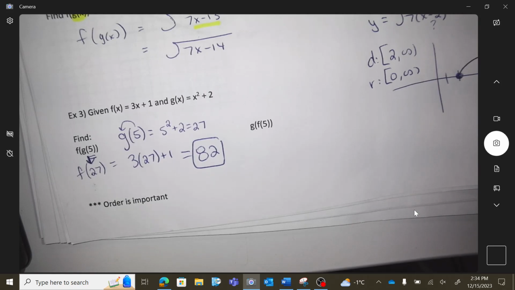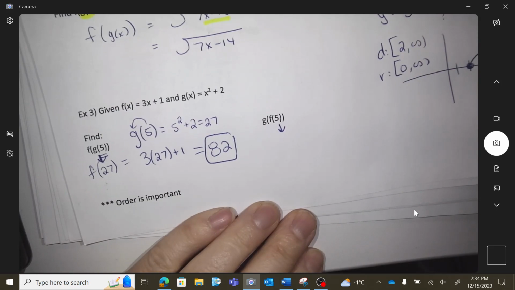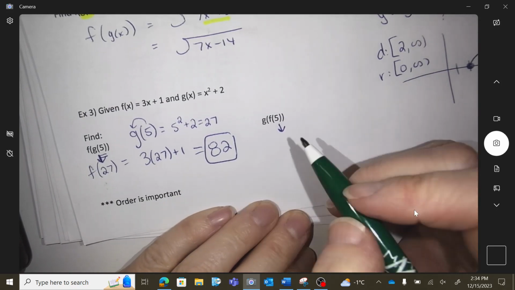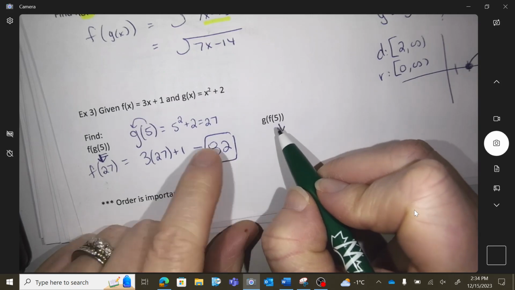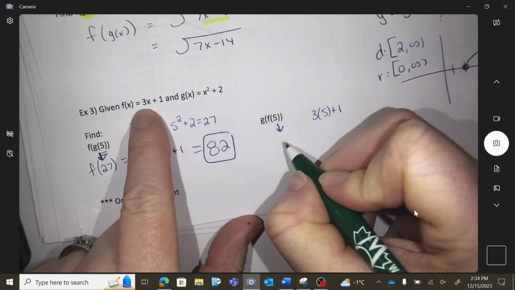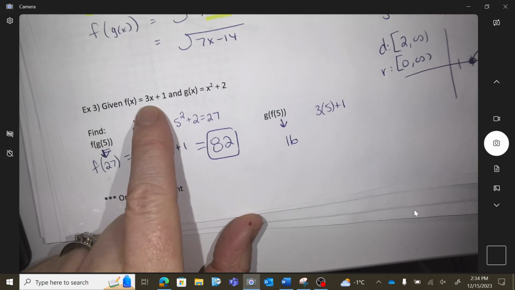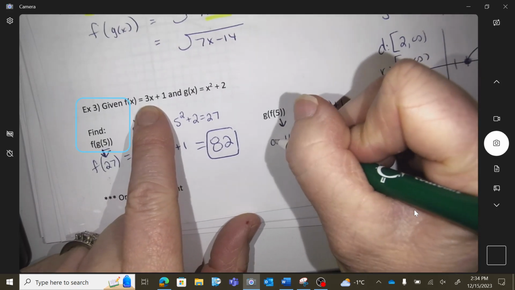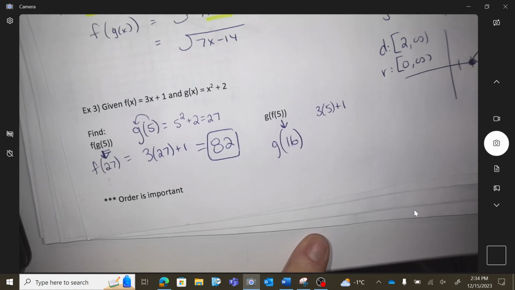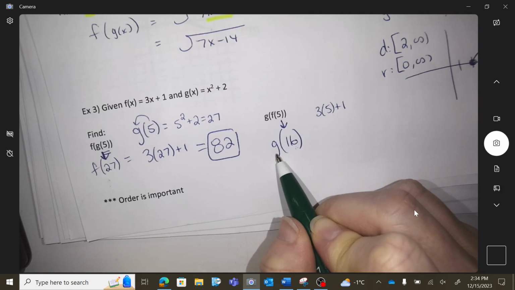Okay, the last one here for that style. Find the f of 5. You got to do that first. So plug the 5 into the f. So I got a 16 out, input, output. Now, input a 16 into the G function.